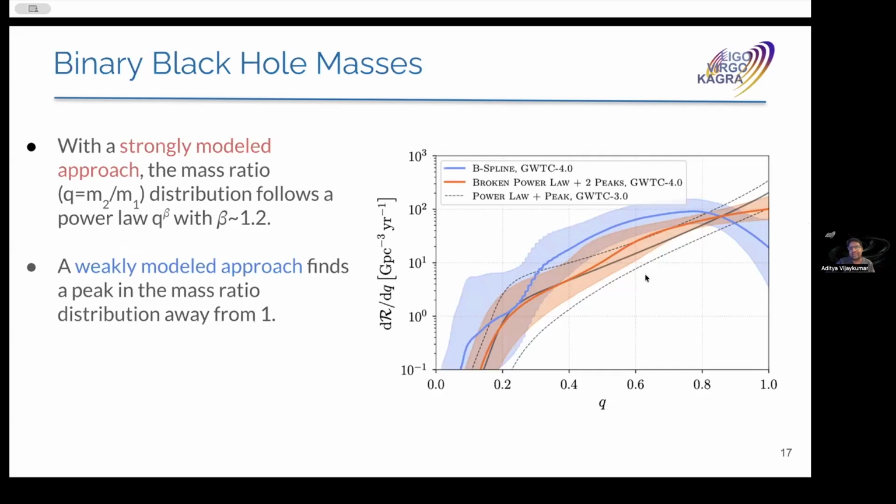Essentially, what we're saying is that the mass ratio distribution is consistent with being monotonically increasing as a function of mass ratio. There are more Q equal to 1 systems than there are Q equal to, say, 0.4 systems. However, when we apply a weakly modeled approach using splines, we find that there is evidence for a mass peak in the mass ratio distribution away from 1, closer to, say, 0.7 or so in this plot. And the merger rate actually drops as a function of Q to larger values of the mass ratio.